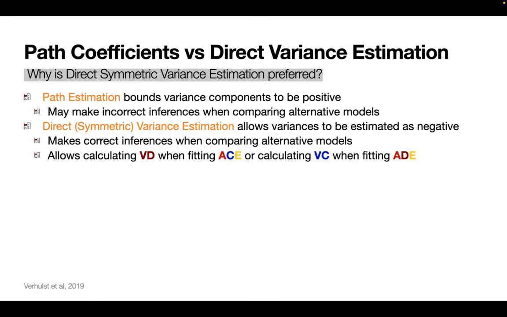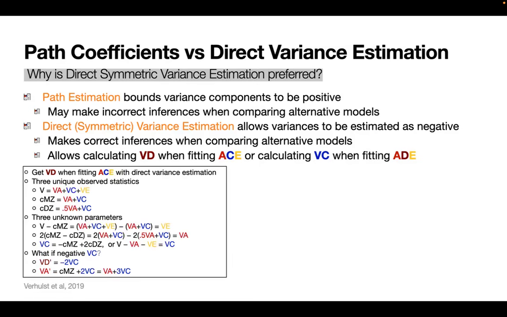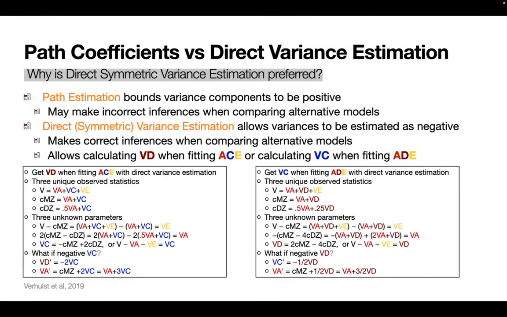When you have a model that resulted in a negative variance component, it indicates that that may not be a good representation of your data, and so it suggests that you should fit the alternative model. However, the good news is that you can actually just calculate the dominance component, even if you fit an ACE model, and alternatively, you can calculate the shared environmental component if you had fitted an ADE model. And I give you here the derivation of these variance components in the two different scenarios.